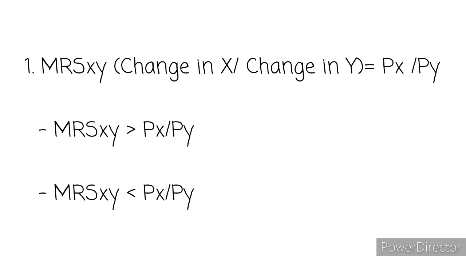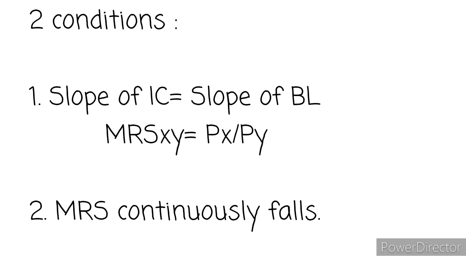And with the same thing, if MRS XY is less than Px upon Py, that means to obtain one more unit of X, the consumer is willing to sacrifice fewer units of Y as compared to what is required in the market. It induces the consumer to buy less of X and more of Y. As a result, MRS rises till it becomes equal to the ratio of prices and the equilibrium is established. Now the second condition is MRS continuously falls. Because of the diminishing MRS, the IC is convex. So basically it says that IC must be convex at the equilibrium.